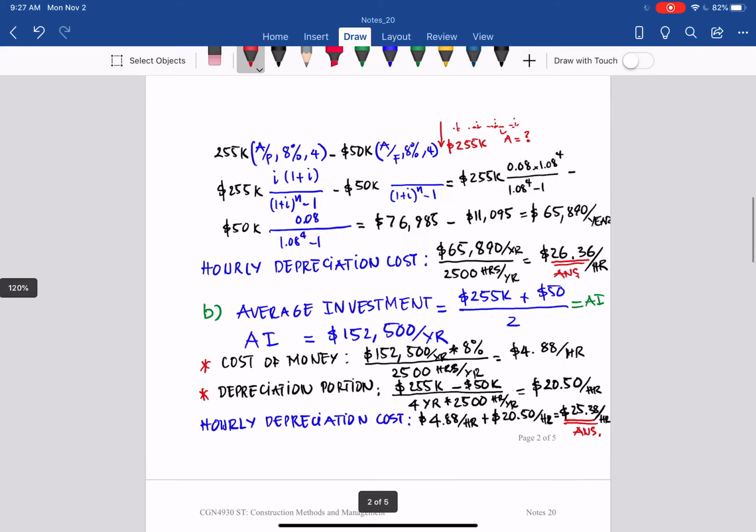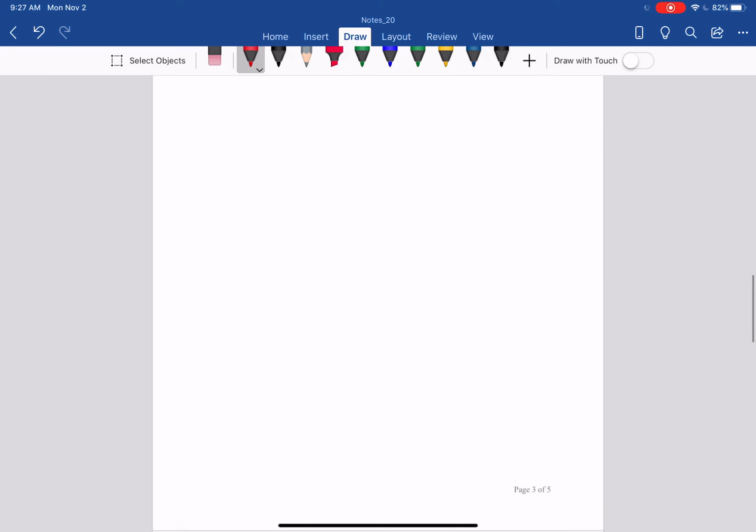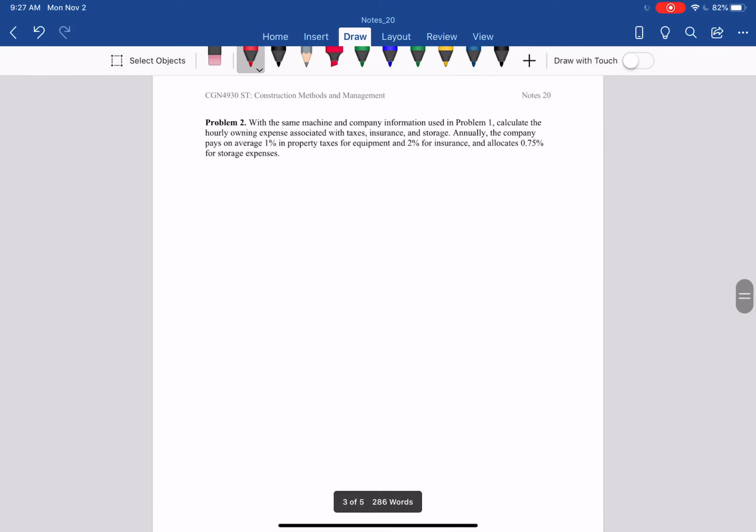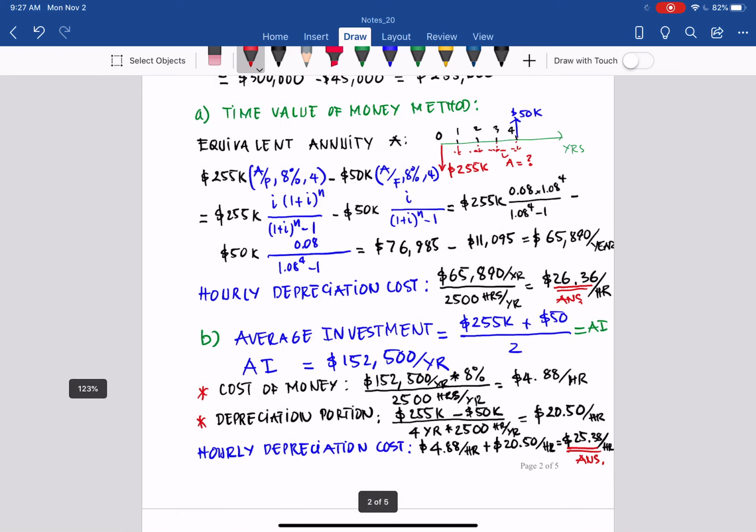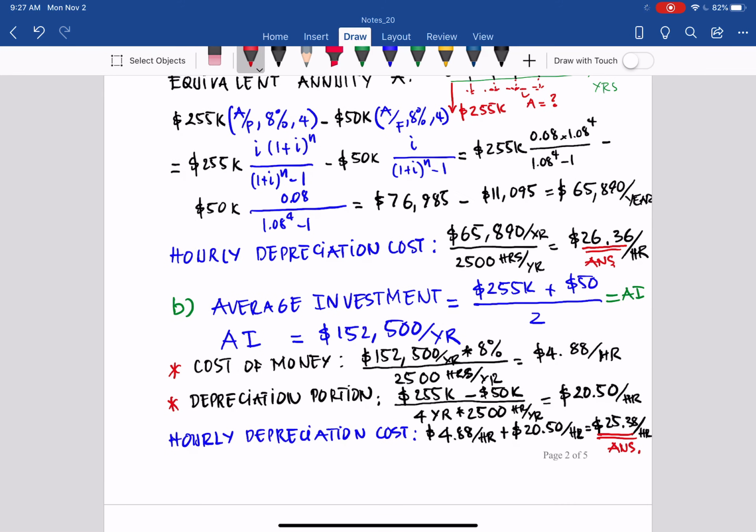So as you can see, the two methods give you different answers, but very close. The most accurate for the depreciation cost is $26.36 per hour. But if we make a quick calculation without the knowledge of time value of money that you learn in project planning, we can determine that it is $25.38 per hour, so it's about $1 less.